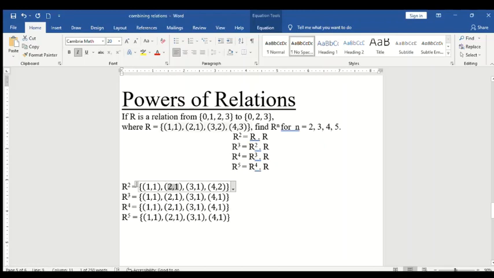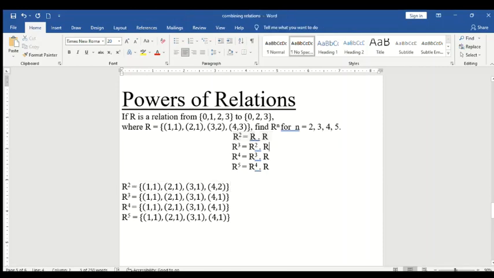Next we have (3,2). We put 3 first, then 2, and the mapping for 2 is 1, so we put 1 here. Next we have 4. We put 4, then 3 is mapped with 2, so we put 2. So that is the first power of the relation, R^2.